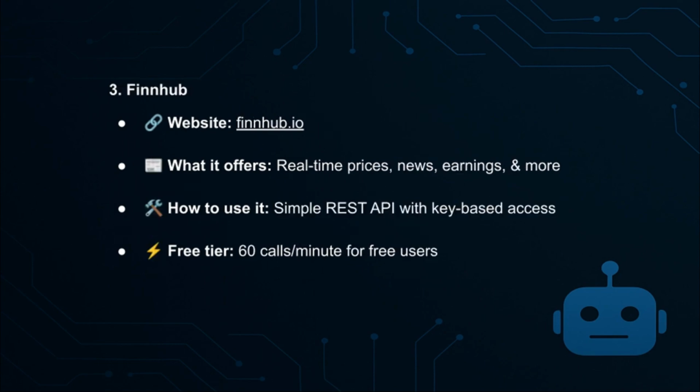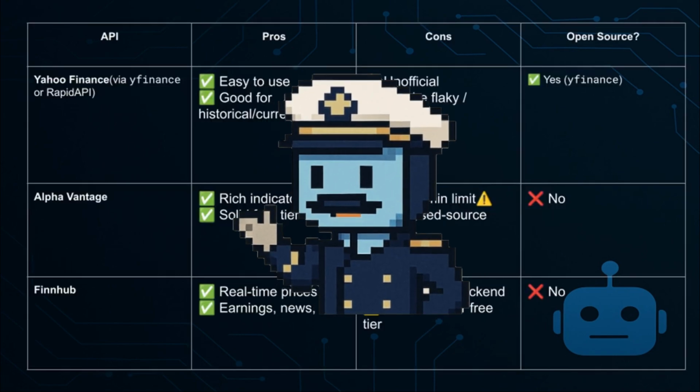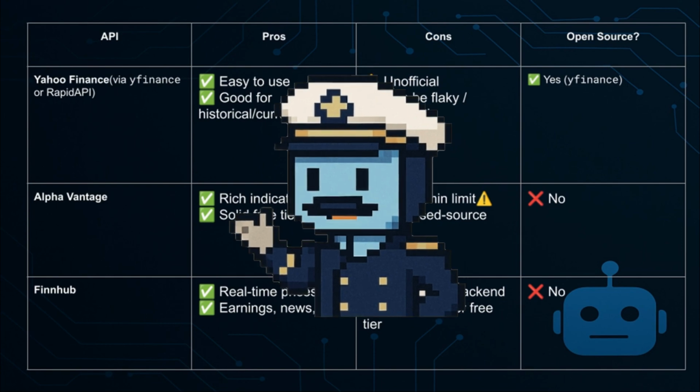It offers real-time prices, market news, earnings reports, and more. It uses a simple REST API with key-based access, which means no weird setup and no unnecessary software development kit drama. Time to stop comparing APIs and actually do something. Out of the 3, I am starting with the easiest one, yfinance.